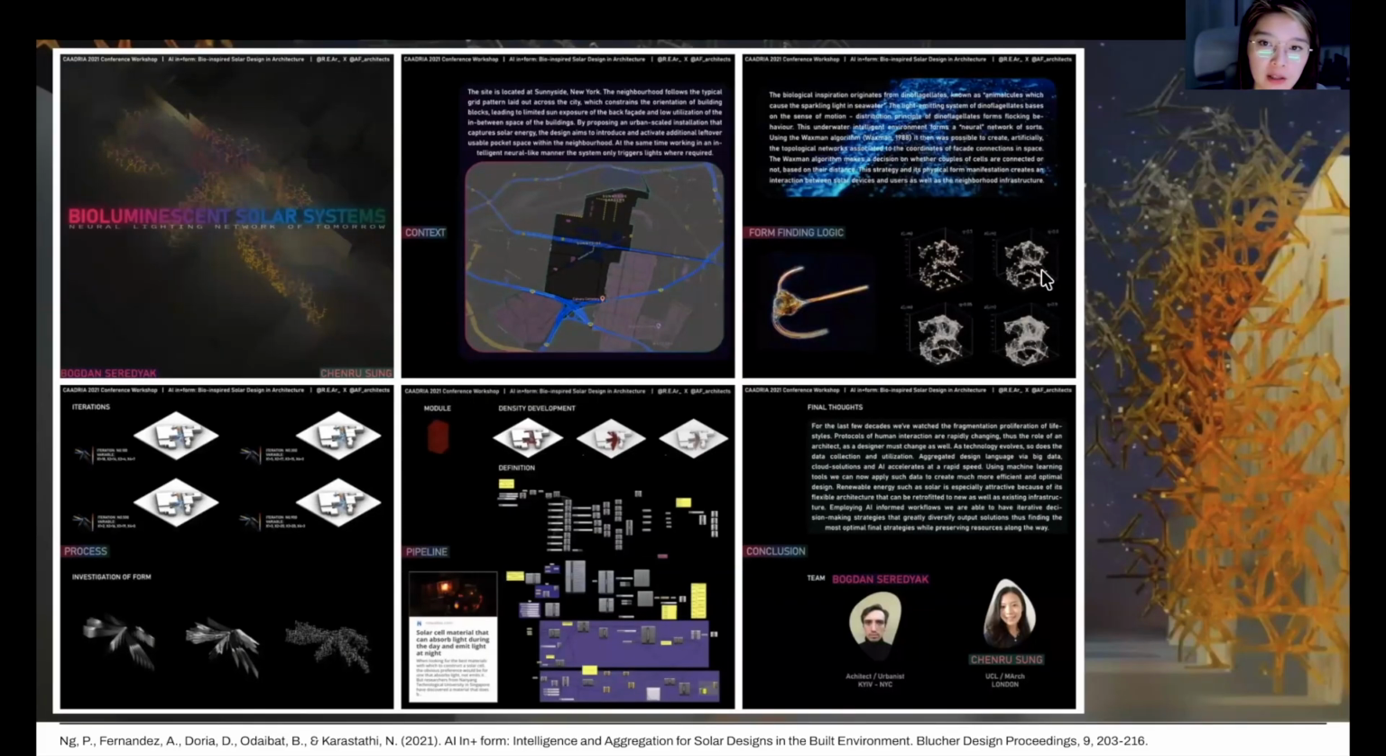For instance, we can learn from bioluminescent organisms in the ocean, how they distribute themselves as a system, and think about how we can distribute light within a city for equal access to energy and light sources. And this was by Veritana Bogdan and Chanru.